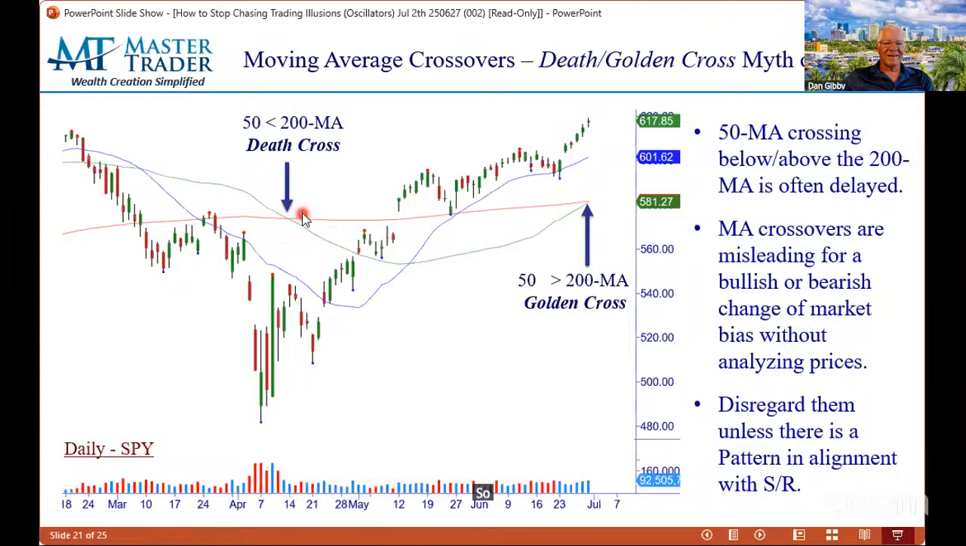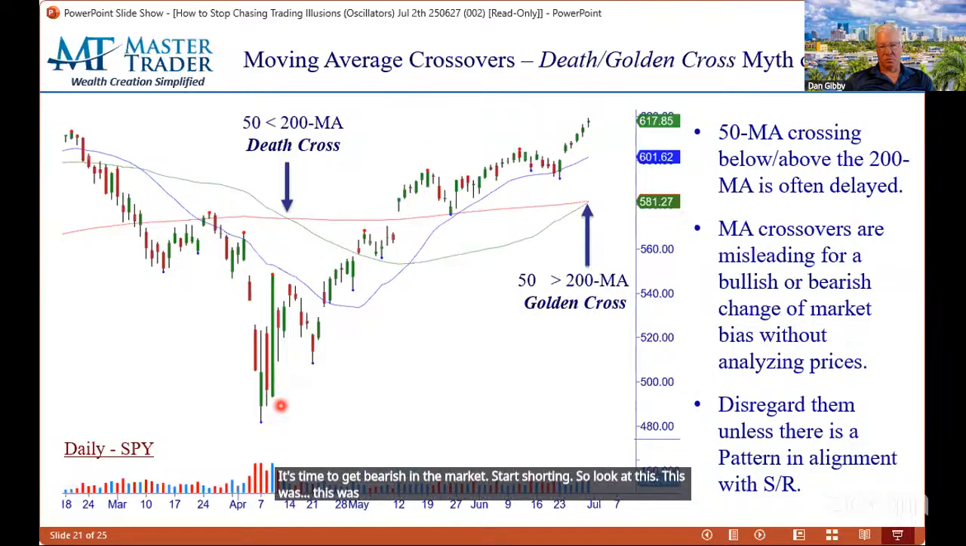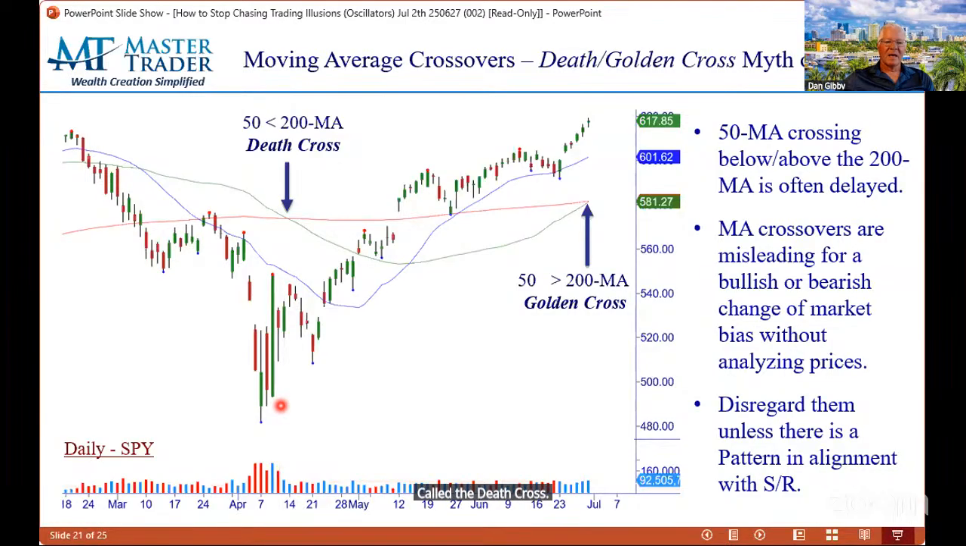So the media says, hey, when the 50 crosses below the 200, it's time to get bearish in the market, start shorting. So look at this. This was at the dead low, called the death cross. An amazing rebound, bullish price action here, gap coming out of a base. And now the golden cross, as they call it, when the 50 crosses through the 200, they say buy. Again, those are meaningless without looking at price action.